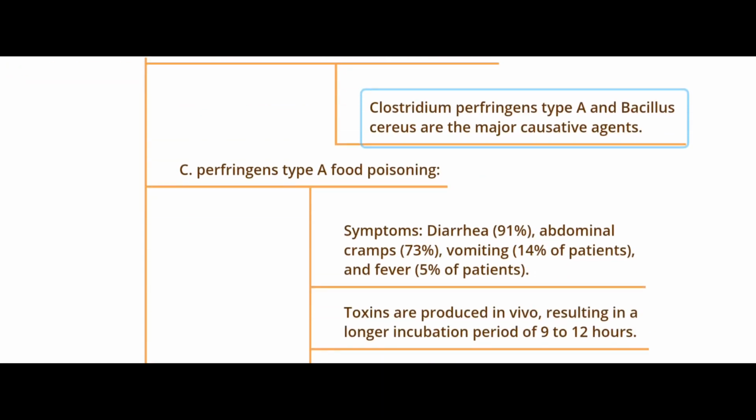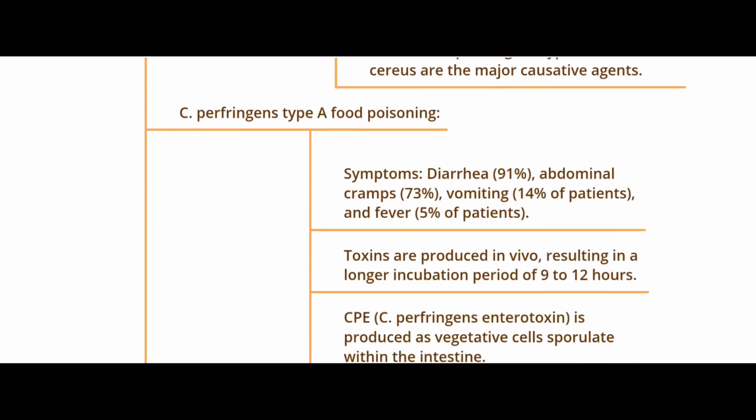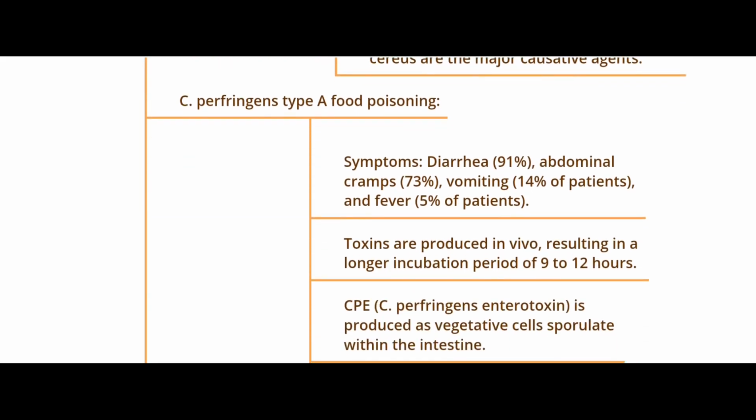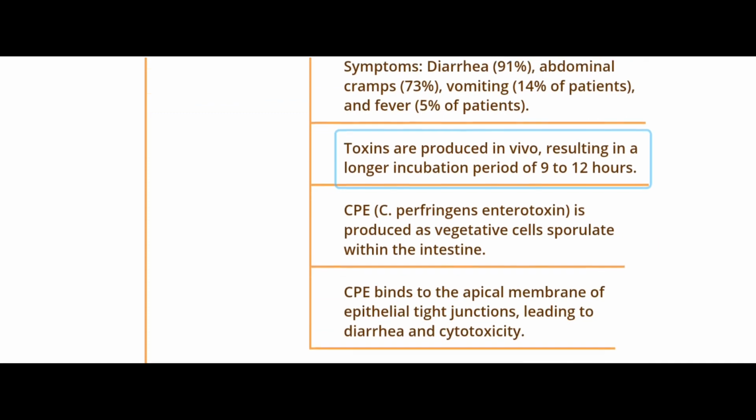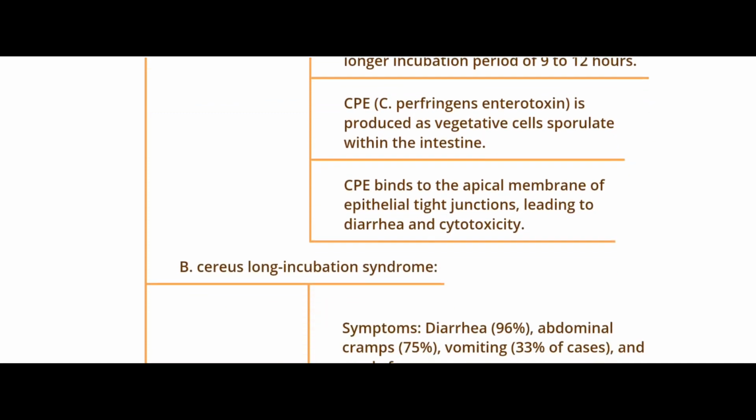C. perfringens type A food poisoning will have almost the same symptoms, but with more accent on the diarrhea part of it. Toxins are produced in vivo, which results in a longer incubation period, which is 9 to 12 hours compared to the previous one of 6 to 8 hours. The enterotoxin producing vegetative cell sporulates within the intestine. CPE binds to the apical membrane of the epithelial tight junctions, which leads to cytotoxicity and diarrhea.